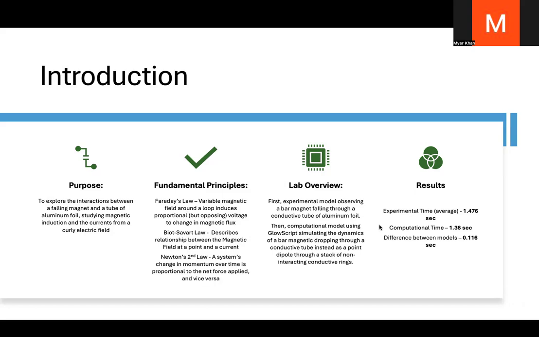The Biot-Savart law describes the relationship between the magnetic field at a point and current, and then Newton's second law says that a system's change in momentum over time is proportional to the net force applied, and vice versa. So, an overview of what we did in this lab: using an experimental model, observing a bar magnet falling through a conductive tube of aluminum foil, and then modeling this computationally to simulate the dynamics of the bar magnet dropping through a conductive tube as a point dipole through a stack of non-interacting conductive rings.